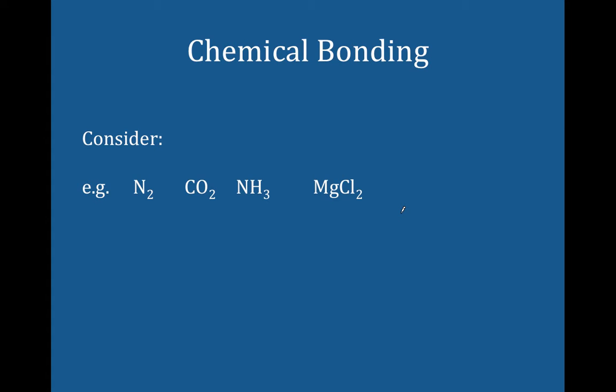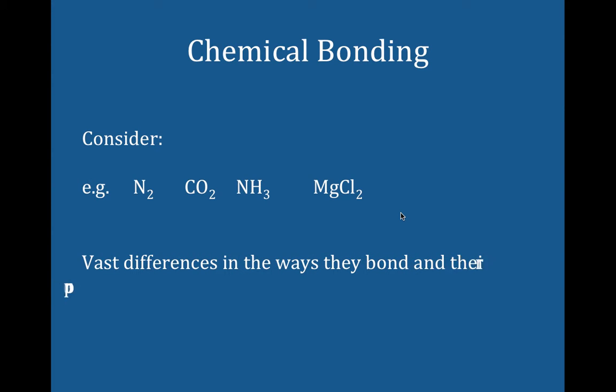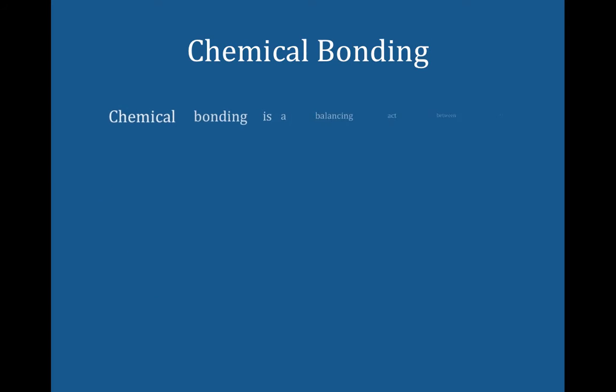Now, the usual thing, we start with mumbo jumbo, and by the end of the unit, this stuff should make sense. Because they have different types of bonds and different shapes, they are going to have very different properties.